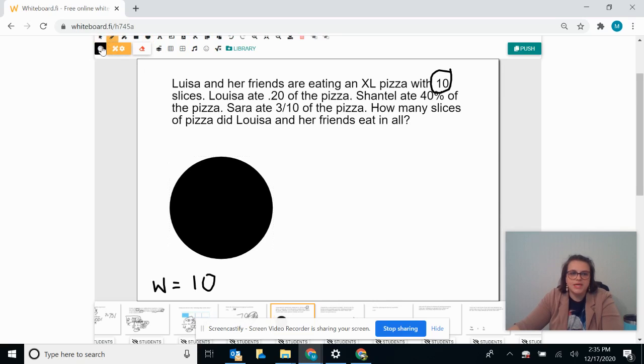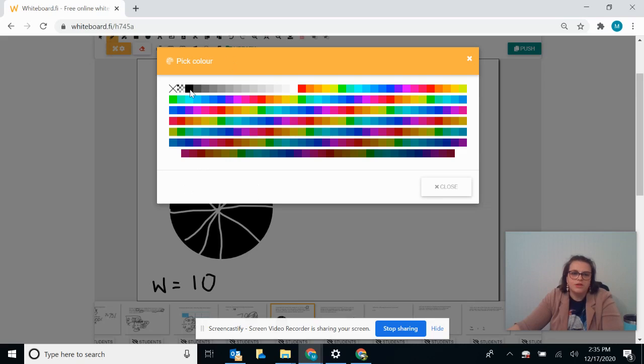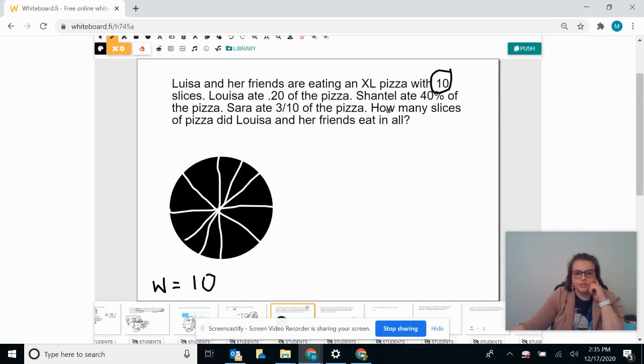There's the pizza, and it told us they had 10 pieces, so I'm gonna just divide it. It doesn't have to be perfect, but just make it clear that it has 10 pieces. It only has 8 pieces. 1, 2, 3, 4, 5, 6, 7, 8, 9, 10. Perfect. All right, so now let's read the question.